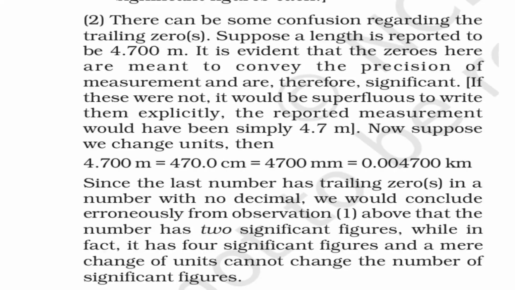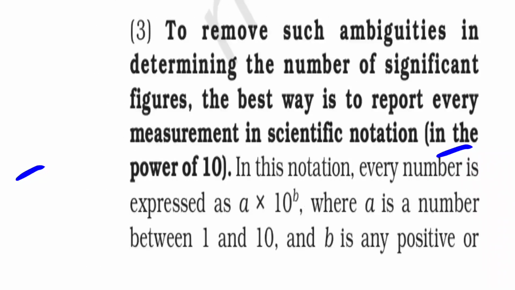Now suppose we change units, then 4.700 meter is equal to 470.0 centimeter is equal to 4700 millimeter is equal to 0.004700 kilometer. Since the last number has trailing zeros in a number with no decimal, we would conclude erroneously from observation 1 above that the number has two significant figures, while in fact it has four significant figures, and a mere change of unit cannot change the number of significant figures.